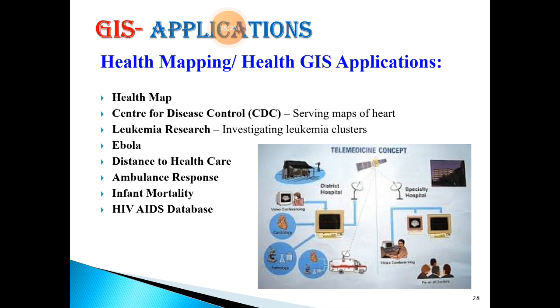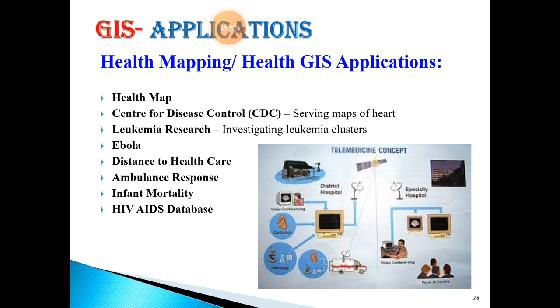Next is GIS application in the field of health mapping. Health is the backbone of democracy and economy of a country. If the health is lost, it disturbs the economy of a country too. Hence, GIS is widely used to monitor disease outbreaks that happen globally. It includes examples of Ebola, swine flu, and even corona.